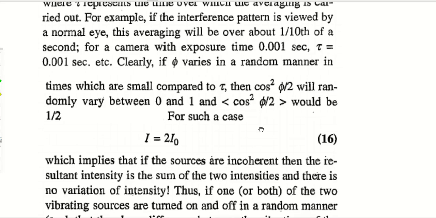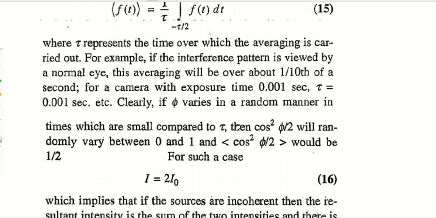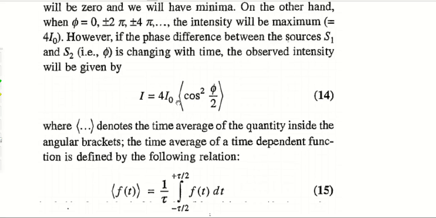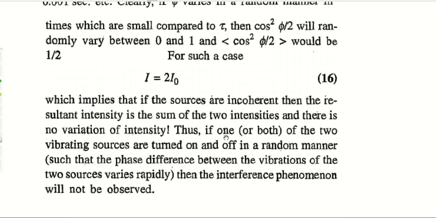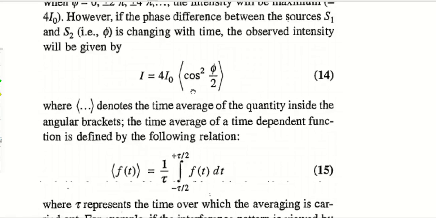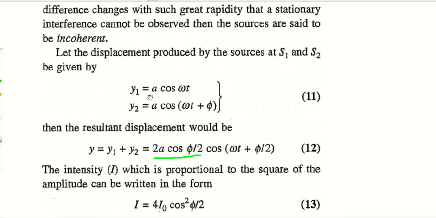then the average value will give you half. We know that the cos square average is half. So if you put this half here, then 4 I0 into half will be 2 I0. And this is a very interesting result, because 2 I0 means I0 plus I0, where I0 is the intensity for the first source, and I0 is also the intensity for the second source, because the amplitudes we have taken here are the same, A and A.